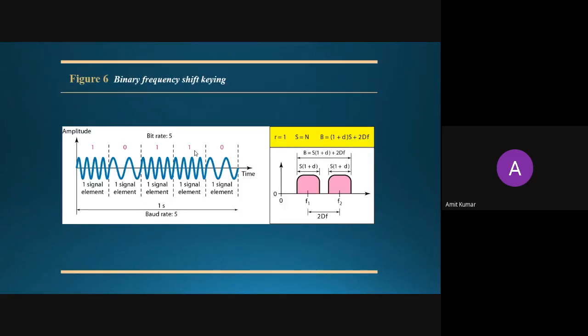Okay, now we see the bandwidth of our binary frequency shift key. Bandwidth is one of the most important parameters. The bandwidth can be defined in two terms. First one is bandwidth of your signal and second one is bandwidth of your channel. So what is the difference between bandwidth of your signal and bandwidth of your channel?